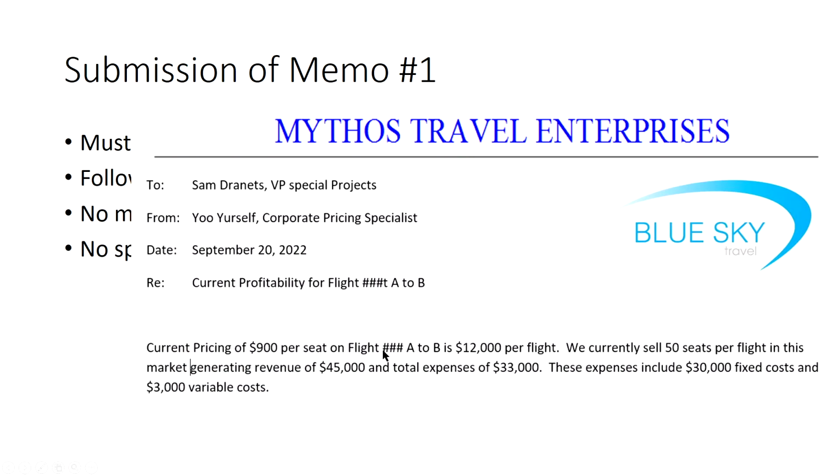It's on company letterhead, and it says current pricing of $900 per seat on this flight yields a profit of $12,000 per flight. We currently sell 50 seats per flight in this market, generating revenue of $45,000 and total expenses of $33,000. These expenses include $30,000 fixed costs and $3,000 variable costs. Submit. You'll notice there's no dear, there's no thank you, there's no signature, it's not cutesy. It's just straight to the point and absolutely accurate and correct as far as that goes.